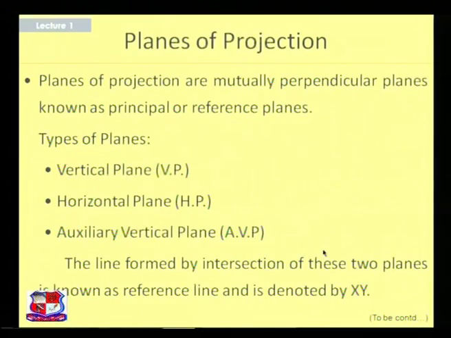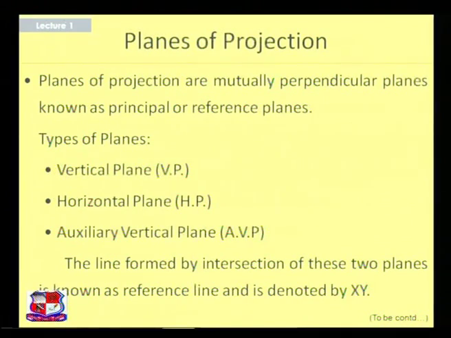Now we will further continue and see the different planes of projections. In orthographic projections, when we want to project the image of any object, at that time we have to study 3 planes of projections, right? There are 3 planes: the vertical plane, indicated by capital VP, the horizontal plane, indicated by HP, and the auxiliary vertical plane.